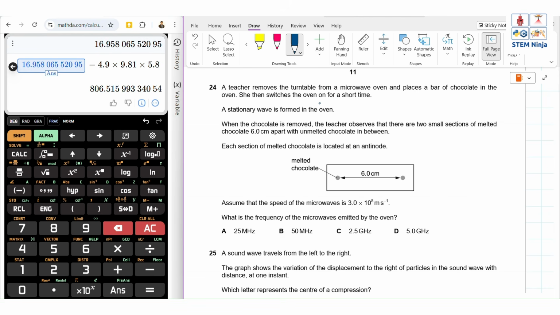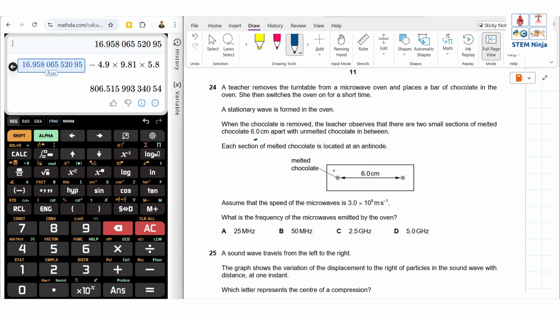She then switches the oven on for a short time. The stationary wave is formed in the oven. When the chocolate is removed, teacher observes that there are two small sections of the melted chocolate, 6 centimeters apart, with unmelted chocolate between them. Each section of the melted chocolate is located at an antinode. So these are the melted chocolates. Assume that the speed of the microwaves is this. What is the frequency of the microwaves emitted in the oven?